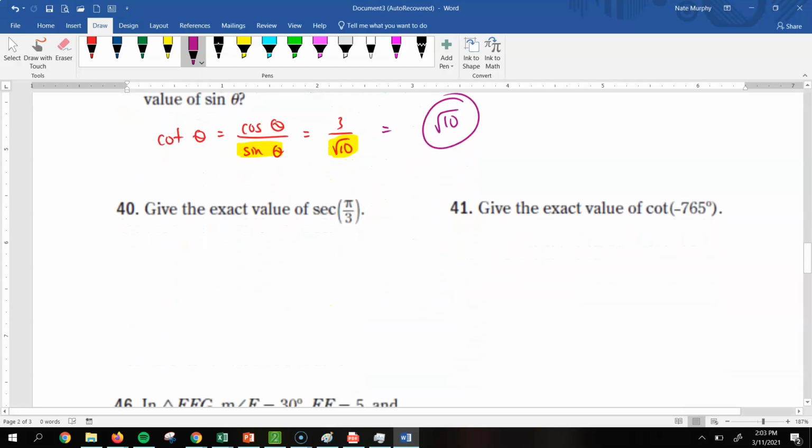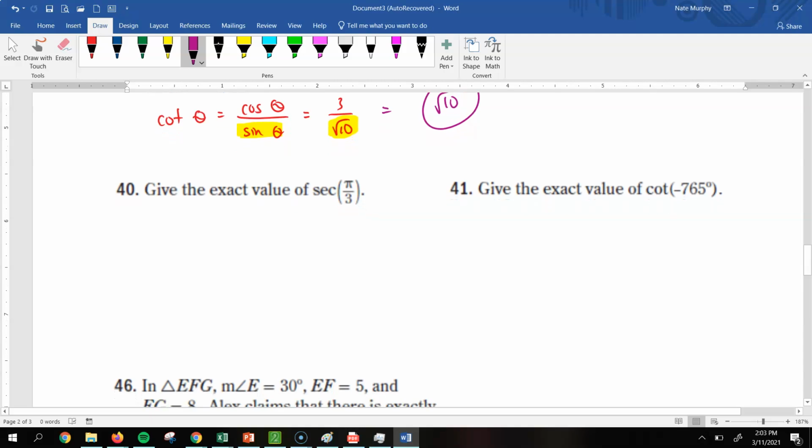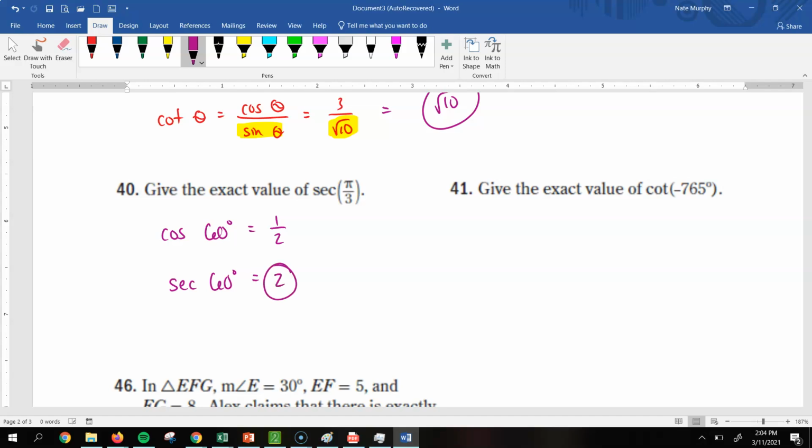All right, let's look at number 40. 40 asks for the exact value of the secant of pi over 3. Now, pi is the same as 180, and 180 divided by 3 would be 60. So this is the same as 60 degrees. And so the cosine of 60 degrees, if we just start there, because the secant, remember, is a reciprocal of the cosine function. So first I'm going to identify what the cosine of 60 would be. Well, that would be 1/2. So the secant of 60 degrees is the reciprocal of that. The reciprocal of 1/2 is 2 over 1, or just 2.